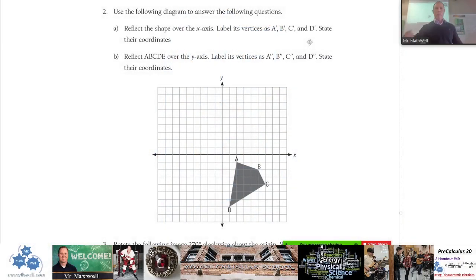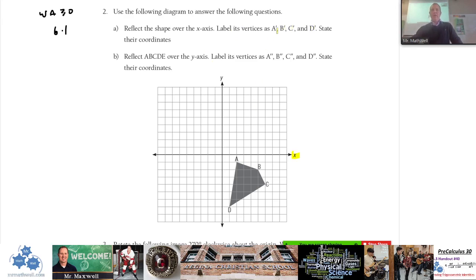All right, so this is 6.1, Workplace and Apprenticeship 30. And we're looking at number 2 here. We're talking about using this diagram that's on the coordinate plane here. Reflect the shape over the x-axis. So here's the x-axis, right? That's the horizontal axis, the x. Reflect the shape over the x-axis and then label the vertices A prime, B prime, C prime, D prime.